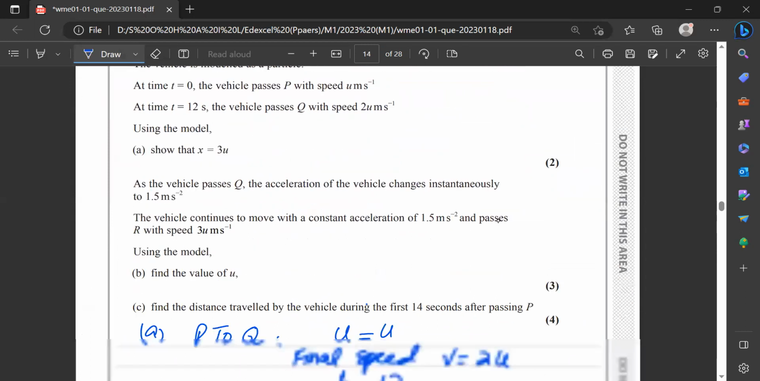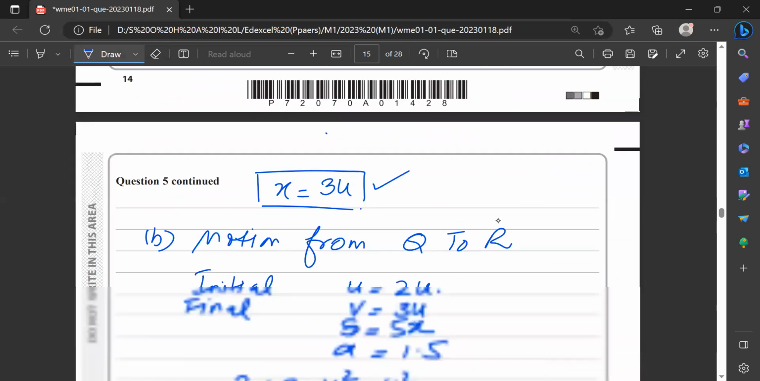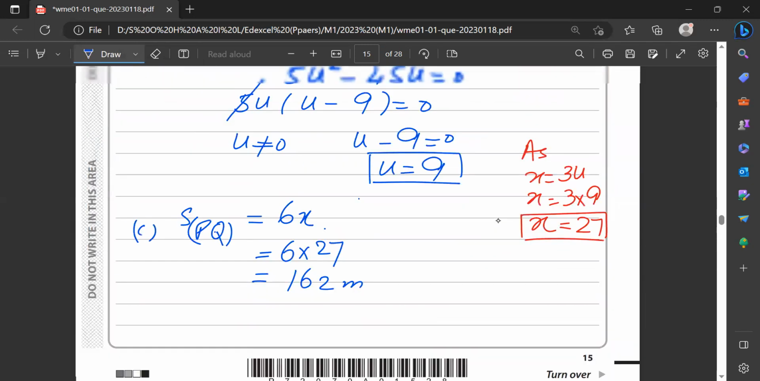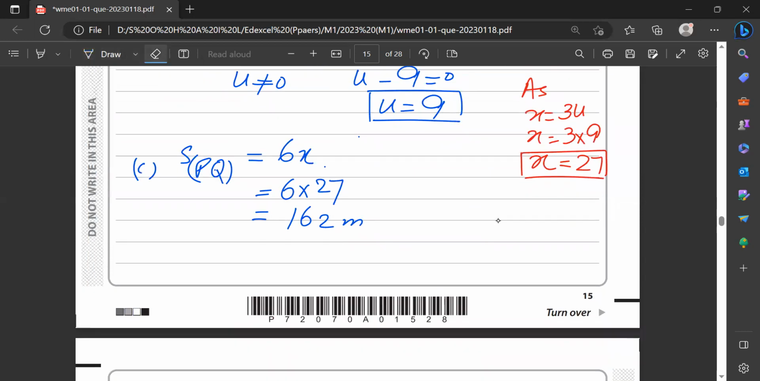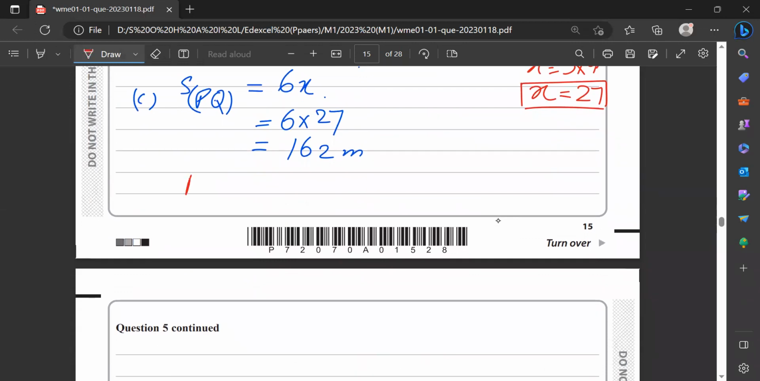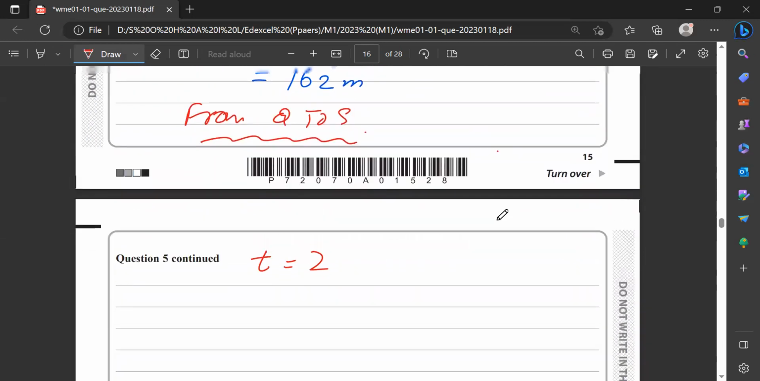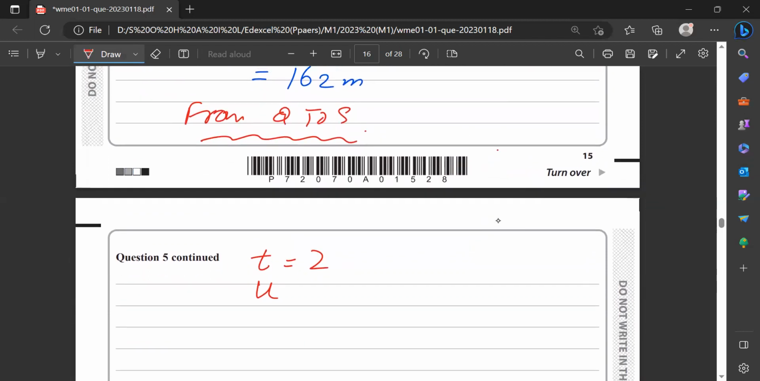From Q to S, I can use a different motion. Motion from Q to S. The time left is 2. The initial speed is u at Q, because here I can draw for your understanding.